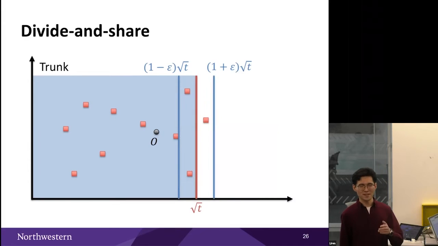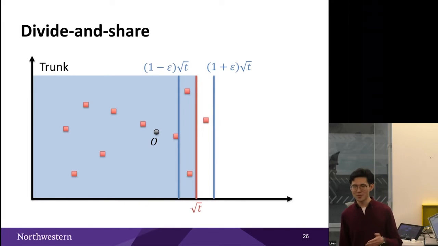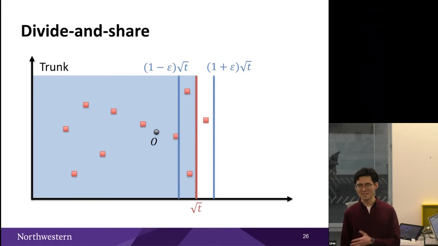So here, if we look at the left region, all points in this blue area will be assigned to the left region. For centers, all centers in the blue area will be assigned to this region. And also there is one center outside of this blue region. However, it's to the left of the slightly shifted cut 1 plus epsilon times square root of t, so it is also assigned to this left region. So this point will be shared by both the left region and the right region.